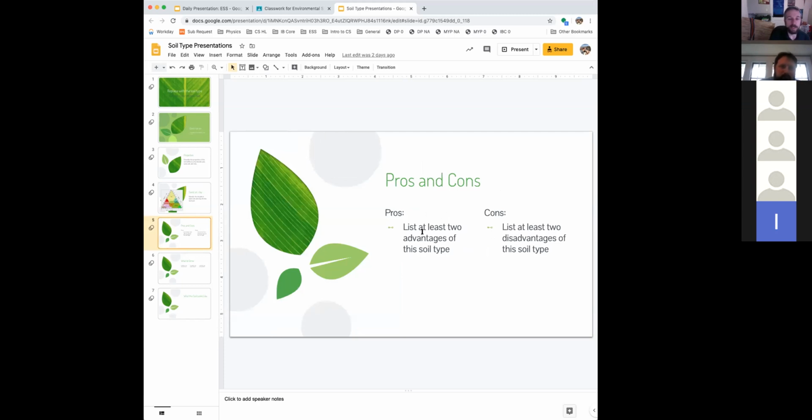The next slide is pros and cons, so at least 2 advantages of this soil type. And what I mean by advantages is what kinds of plants grow really well in it, or what is it really useful for. And then cons, what kind of plants do not grow well in it, what is it not useful for. That's what I mean by pros and cons.